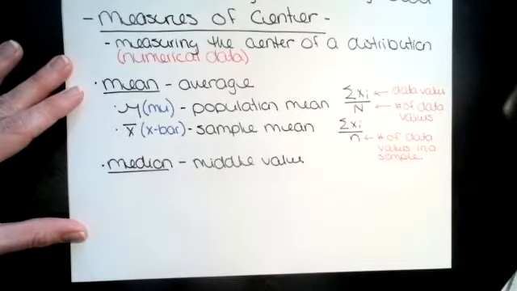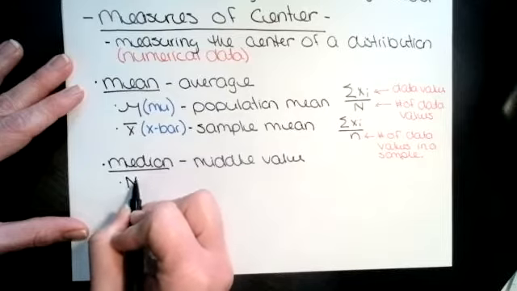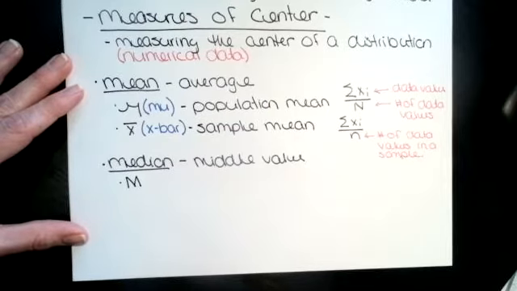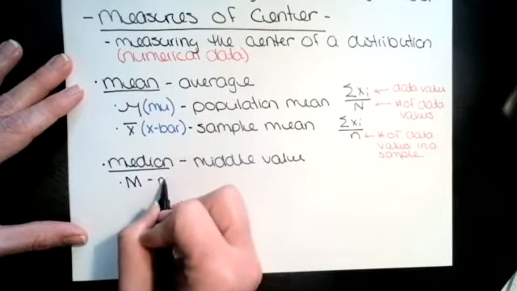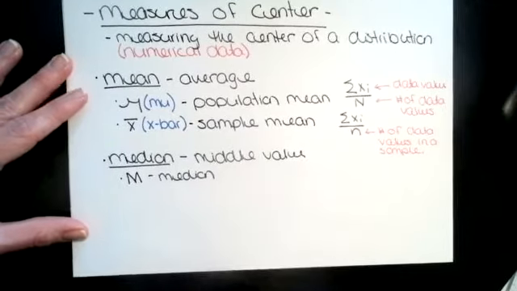So the middle value, the notation we use here is capital M. There's no difference between population or sample. So this just means the median. But we have a couple rules we need to follow.